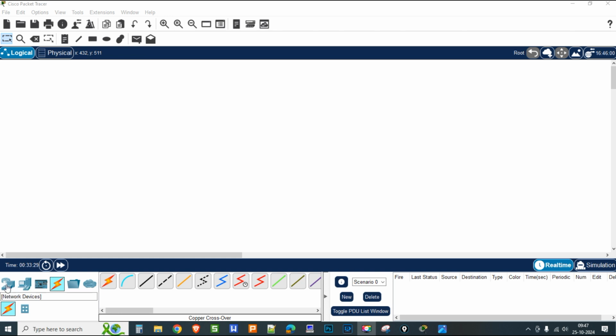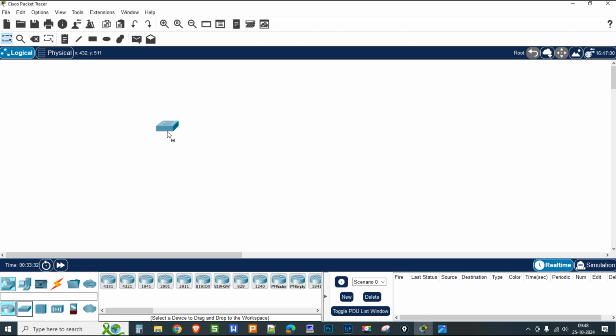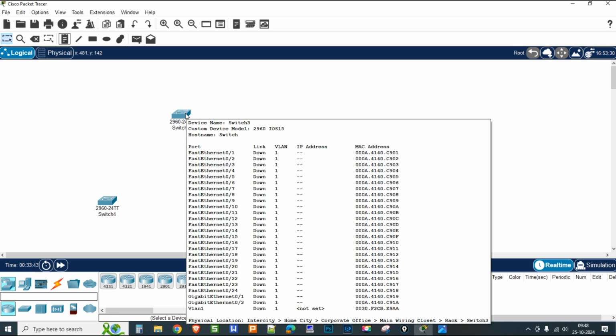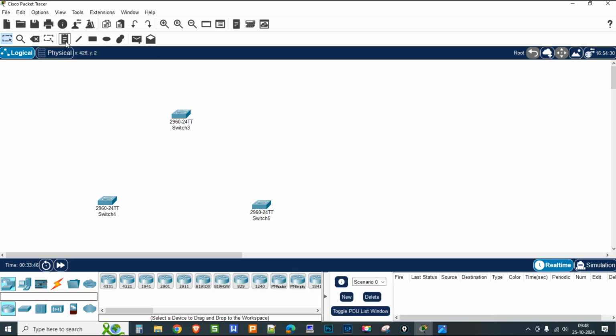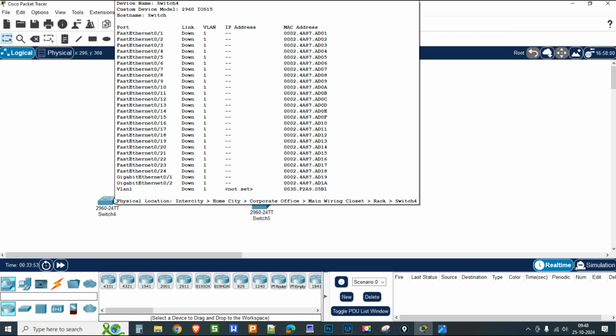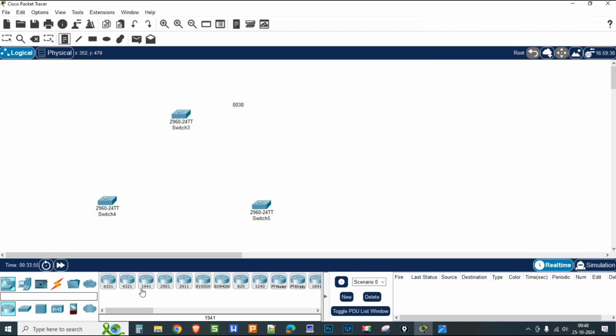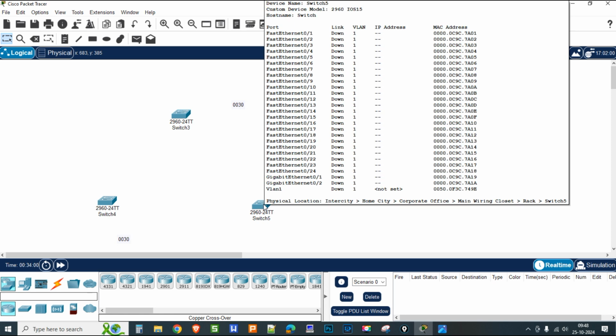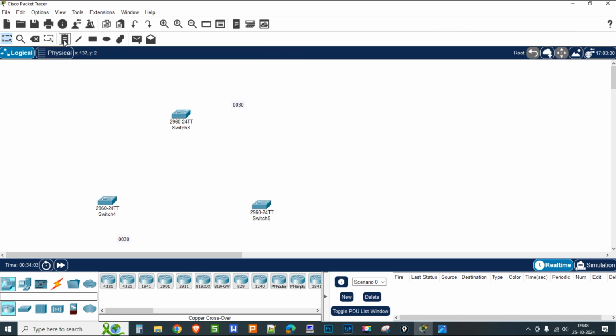Let's start with the practice. I need 3 switches. Before that, you need to get the MAC address of VLAN 1. I am writing only the first part. This is 0030, this is also 0030, and this is 0050.